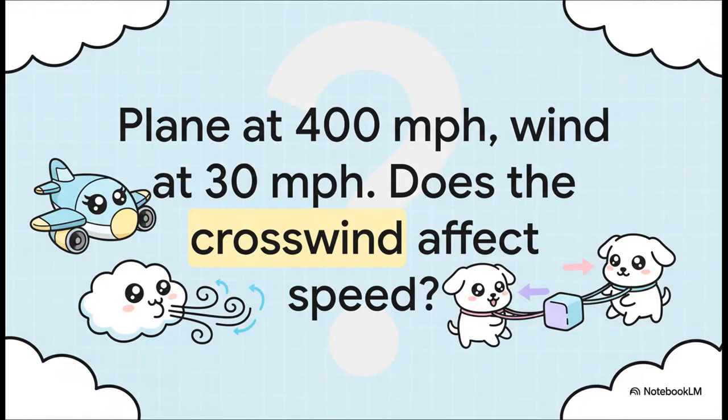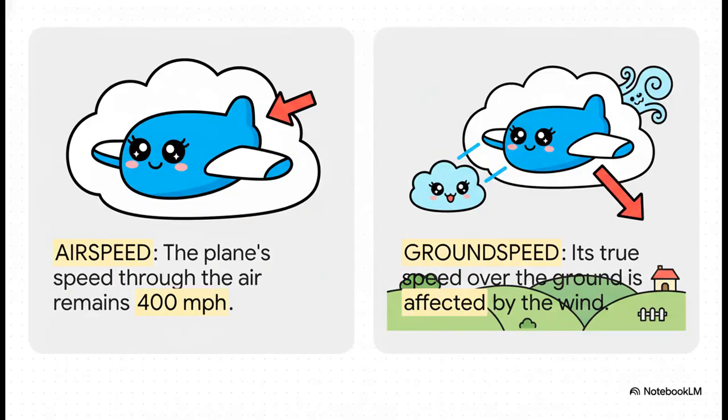Okay, final puzzle. And this one has a really cool twist. You've got an airplane, it's flying at 400 miles per hour. A 30-mile-per-hour wind is blowing directly from the side. So, does that crosswind actually affect the plane's speed? This is such a great question, because the answer is kind of both yes and no.